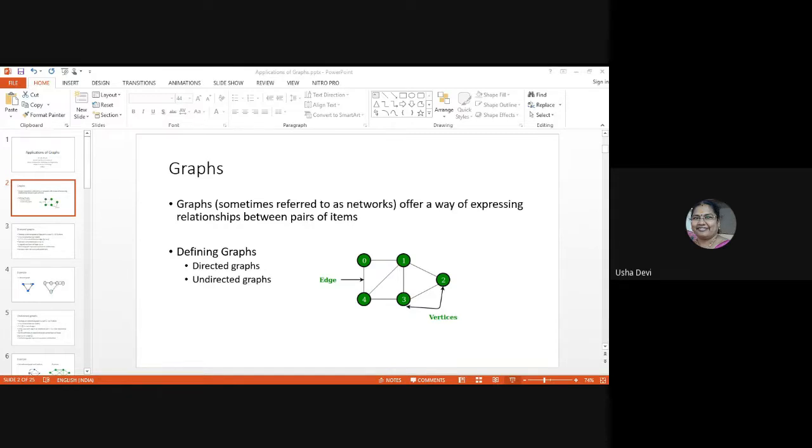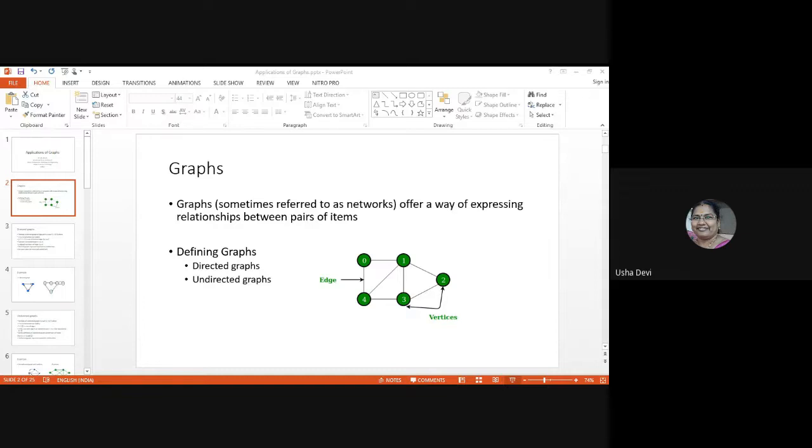7 edges. Okay, so this is one of the simple graphs we have seen, and then you can define different graphs. The first one is called a directed graph. The second one is an undirected graph. In a directed graph there should be a direction mentioned; sometimes it is not mentioned. Based on that, we have two types: one is directed, another one is undirected.